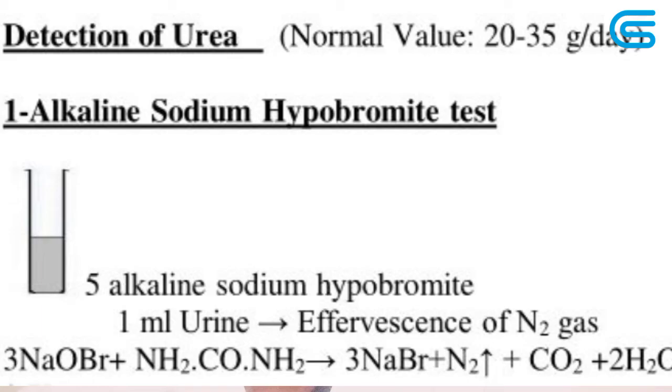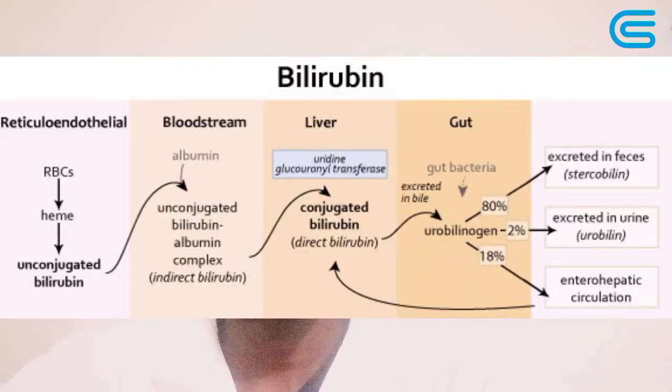There's also what we call bile pigments. So bile pigments are usually bilirubin. It is a breakdown product of hemoglobin. It should be undetectable in urine of normal persons. So the presence of bilirubin in urine is called bilirubinuria.